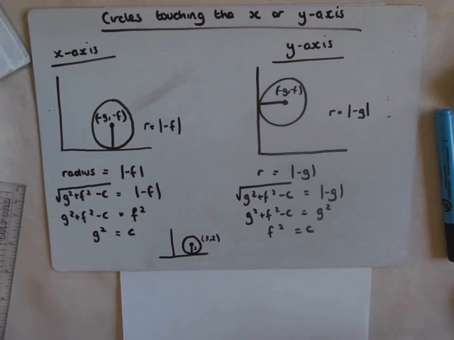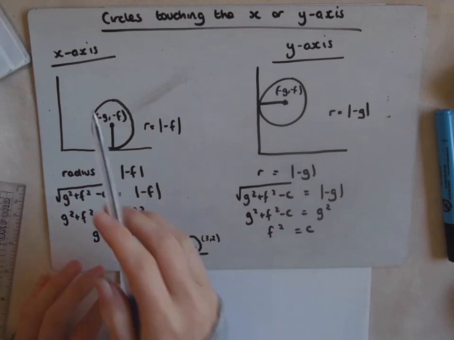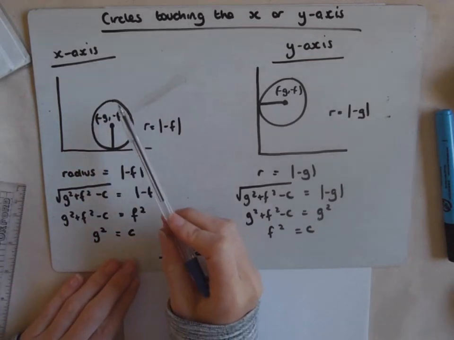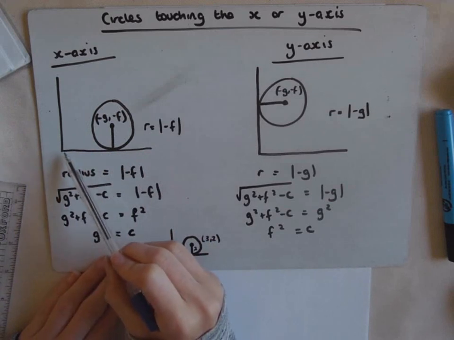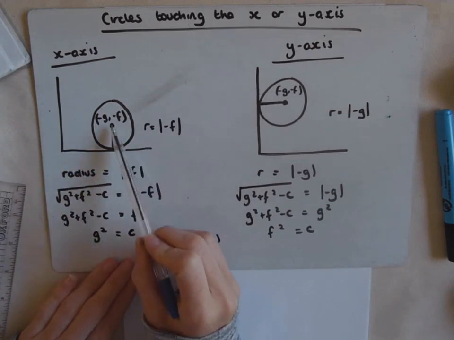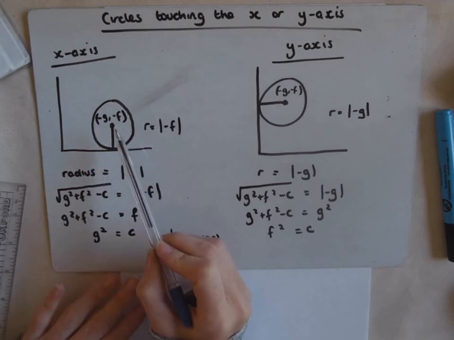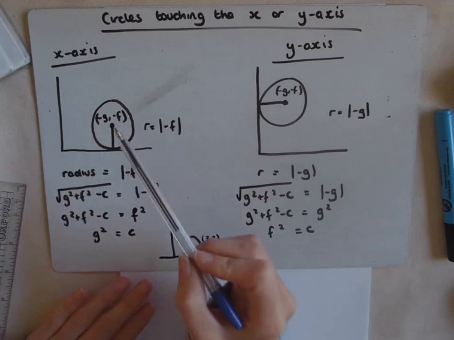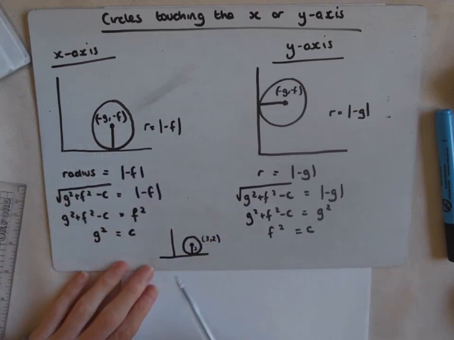Okay, so now we're going to look at when circles are touching the x or y axis. Now, if a circle touches the x-axis, this is what it looks like. You know you go over the x and go up the y. If it's touching the x-axis, your radius is how far up or down, depending on where the circle is, you actually went. So just for example, this might make it a bit easier.